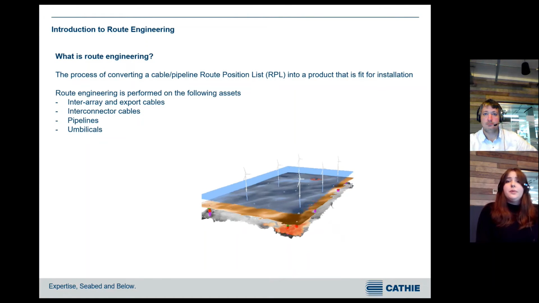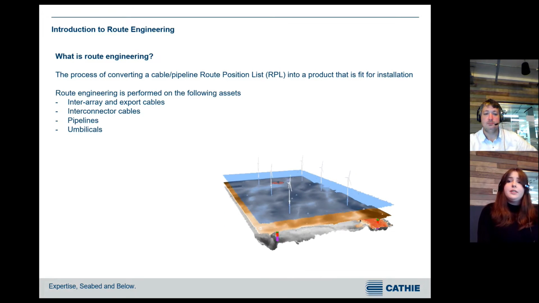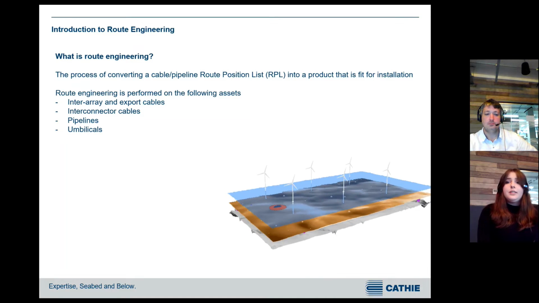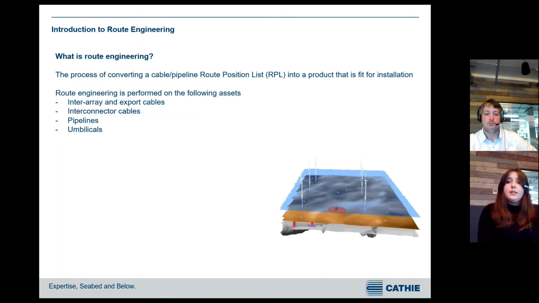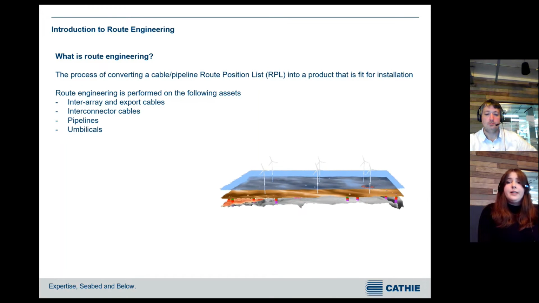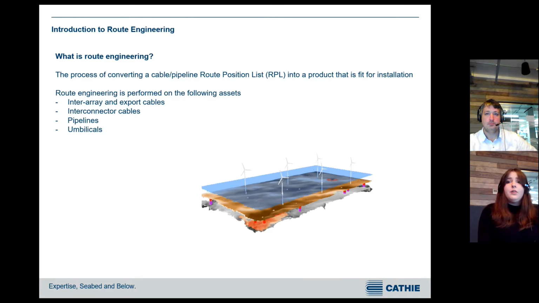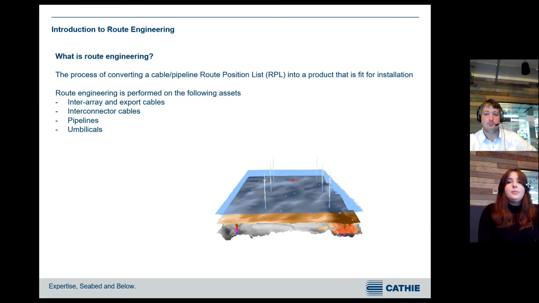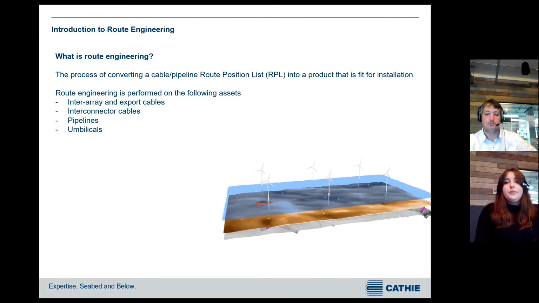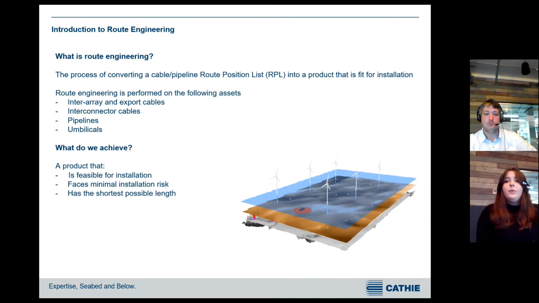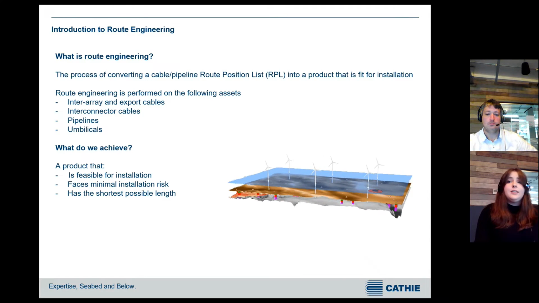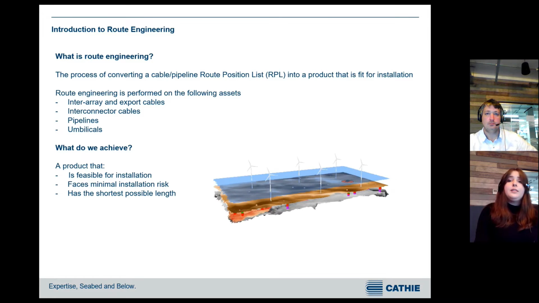So an introduction to route engineering. Route engineering is the process of converting an RPL into a product that is fit for installation. The process is done in GIS and CAD by integrating the strengths of the two softwares. Route engineering can be performed on inter-array, export, interconnector, telecoms or electrification cables, as well as pipelines and umbilicals. Each of the different projects has different routing inputs. We aim to create a product that adheres to the installation parameters and faces minimal risk during installation, and also reduces cable lengths as much as possible.